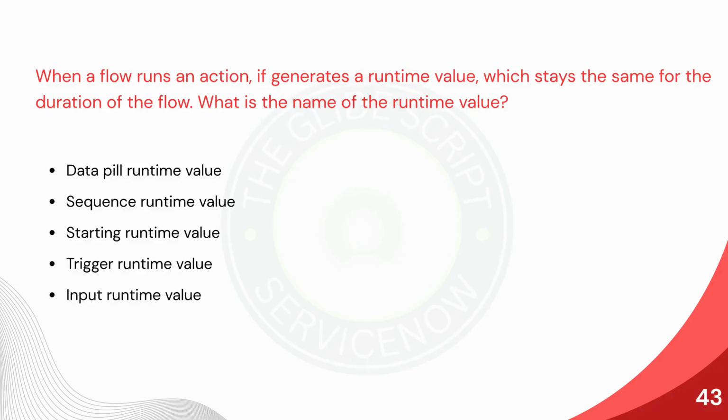The last question is, when a flow runs an action, it generates a runtime value which stays the same for the duration of the flow. What is the name of the runtime value? There are 5 options given, and the correct answer is data pill runtime value. Flow designers use action result data pills to provide input for other flows, actions or subflows. So data pill runtime value is the correct answer for this question.